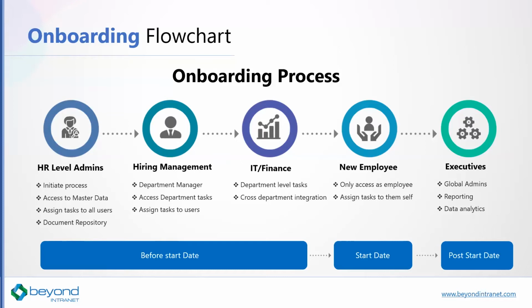The second step is once they assign the different tasks, it's going to go to the hiring manager. This is the department manager, the one who's hiring the new employee. And they might have to access the specific department tasks based on that new employee. Again, if they're a salesperson, they probably need to have a phone so they can call prospects. Things of that nature, they can assign department tasks. And if there's people underneath them in the department, they can assign those users to complete those tasks.